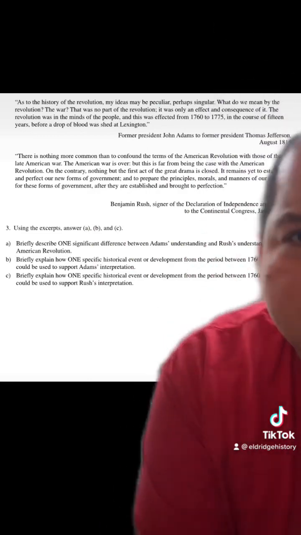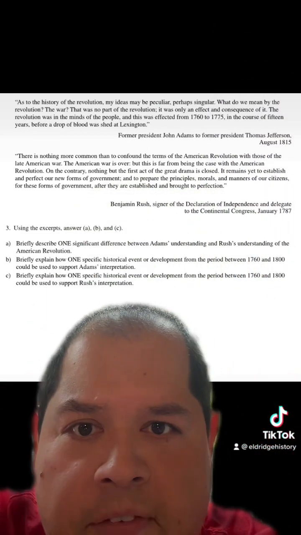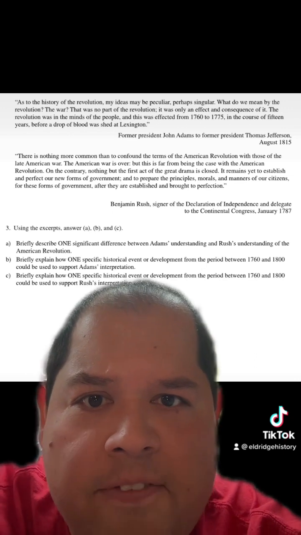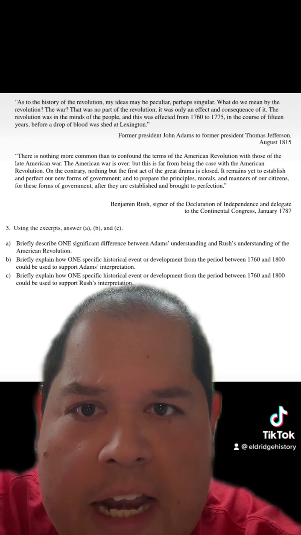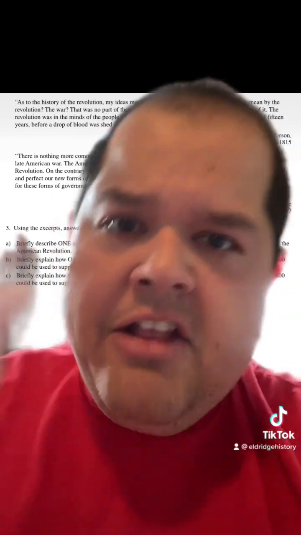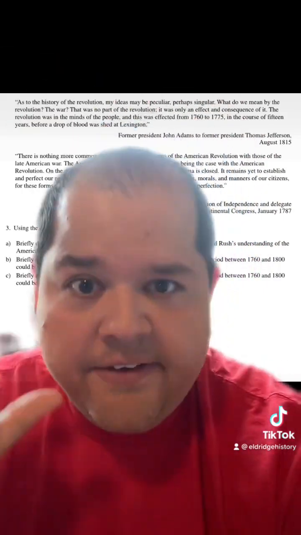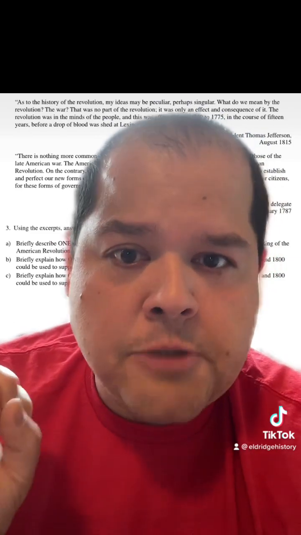This question specifically says, if you look, briefly describe one significant difference between Adams's understanding and Rush's understanding of the American Revolution. So what you have to do is you have to read through those responses. Adams believes this. Rush believes this. Be explicit, okay? And be able to specifically answer the question.